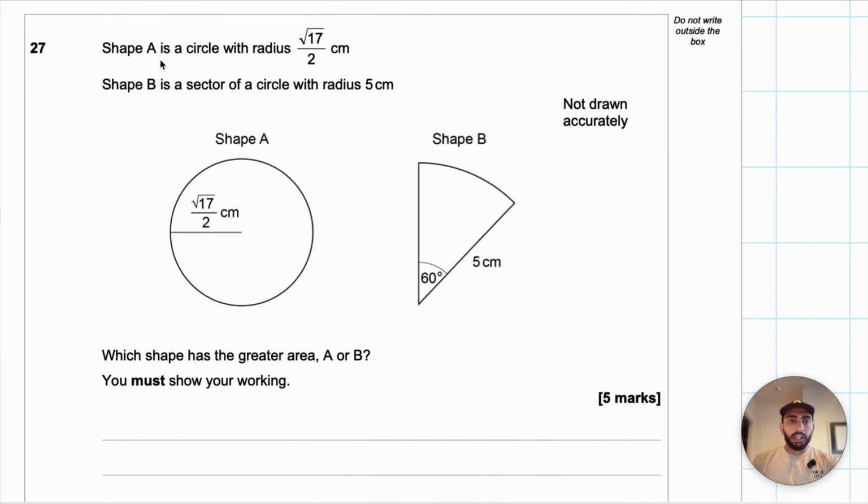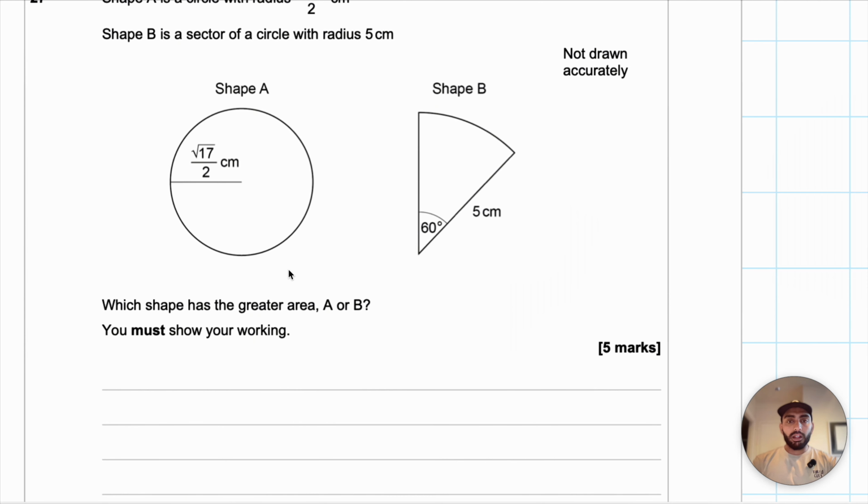Question 27. Shape A is a circle with radius root 17 over 2 centimeters. That's already on. Shape B is a sector of a circle with radius 5 centimeters, and all that information is there. Which shape has the greater area, A or B? So we're working out area here. Let's first write our formulas for areas of circles and areas of sectors. So formula for area of a circle, it's cherry pie delicious for circumference and apple pies are 2 for area. For area of a sector of a circle, we're doing theta over 360 multiplied by pi r squared.